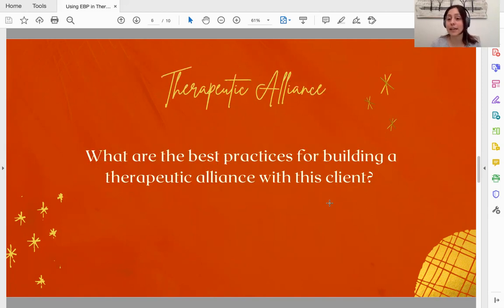Next is the Therapeutic Alliance. And here we're trying to figure out what are the best practices for building a therapeutic alliance with the client. We know that the Therapeutic Alliance is one of the most important predictors of therapy efficacy. So we would want to know what are the best ways to build it. And this includes which therapist characteristics are ideal, for example. With Miguel, providing a safe environment and joining with him through things like games and art may be the best way to build a relationship. We'd also want to research alliance building with school-aged children to find out more about what we can do.